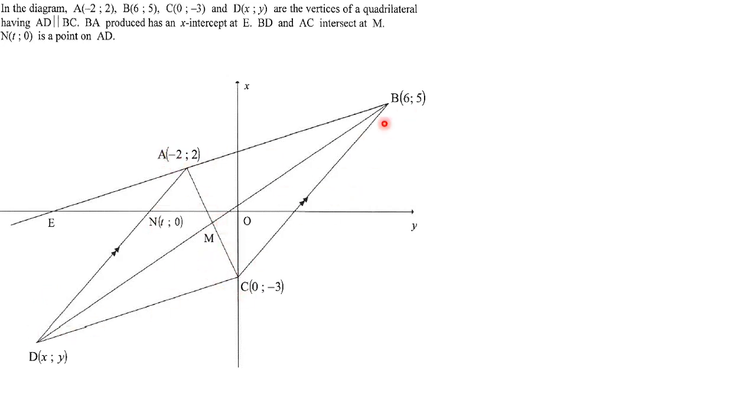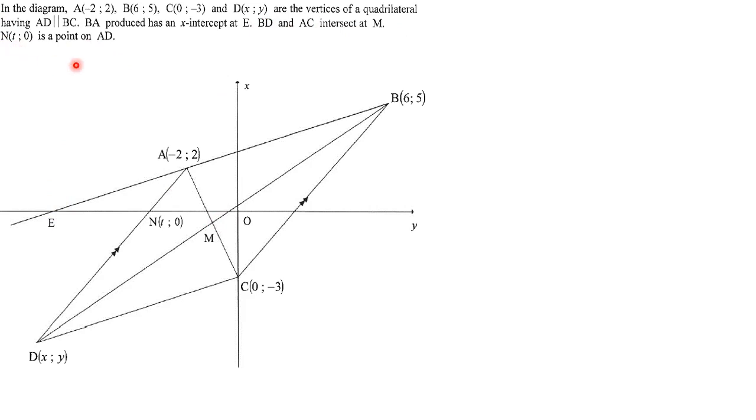We can also see that M is an intersection of the two lines, which are AC and BD. So now let's look at it. It says BA produced has an x-intercept at E, which is obvious, is the one that you see here, and then BD and AC intersect at M. Okay, N has those coordinates.